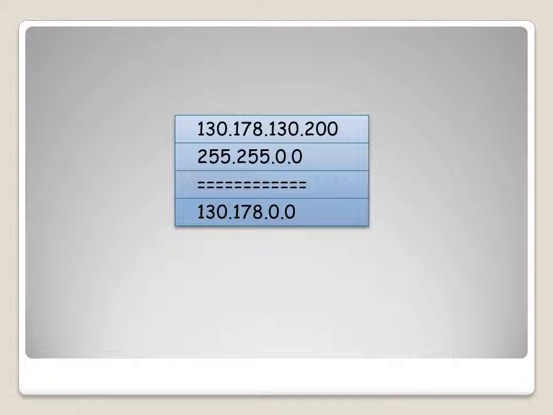When you see an IP address, the subnet mask will give you a clue as to what the network ID is for the network you're working with. For example, if you have the IP address 130.178.130.200 with a subnet mask of 255.255.0.0, then the network ID that you'll be working with is 130.178. Because if the first two octets in the subnet mask are 255s, then the octets in the matching IP address will be part of the network address.